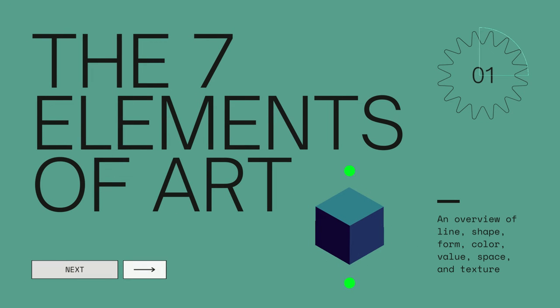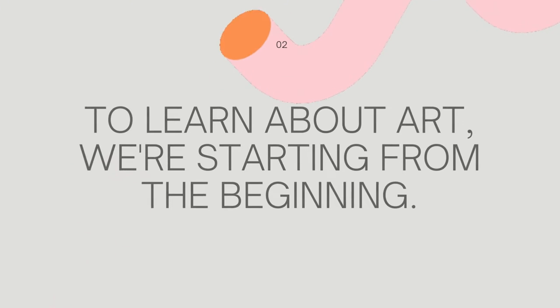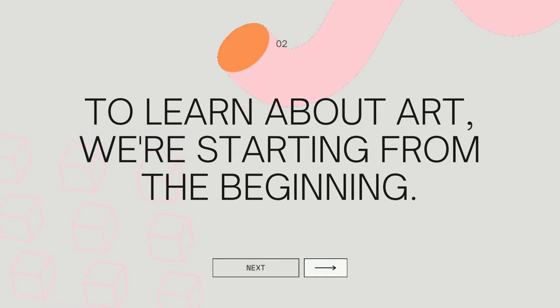Elements of art, an overview of line, shape, form, color, value, space, and texture. Learn about art. We're starting from the beginning.